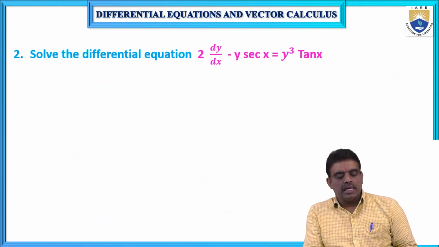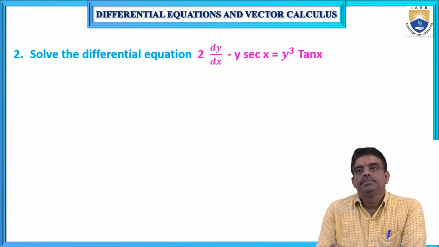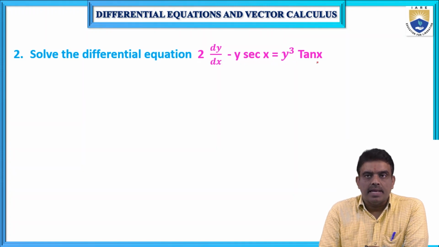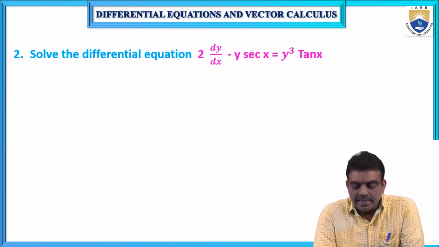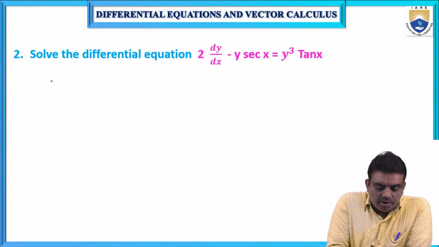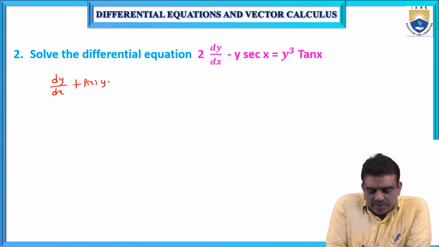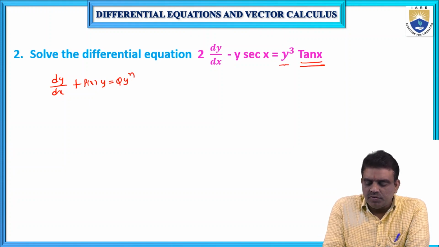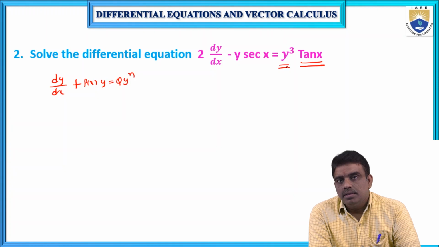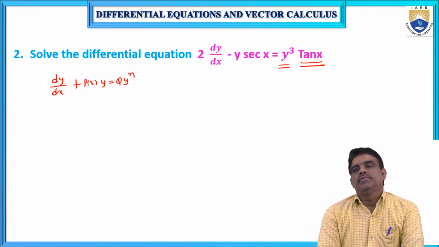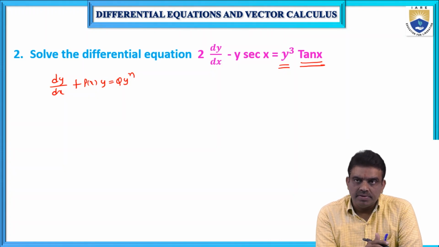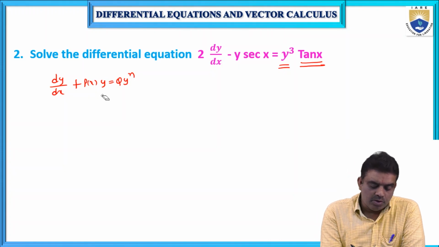Now similarly, solve the differential equation dy by dx into 2 minus y secant x is equal to y cube tan x. So clearly it is a Bernoulli form. What is the Bernoulli form? dy by dx plus p of x into y is equal to q into y power n. So here q, a function of x, into y power n is also there. To solve the Bernoulli equation, first we have to reduce it to linear form by dividing throughout the equation with y cube. So I will do this.